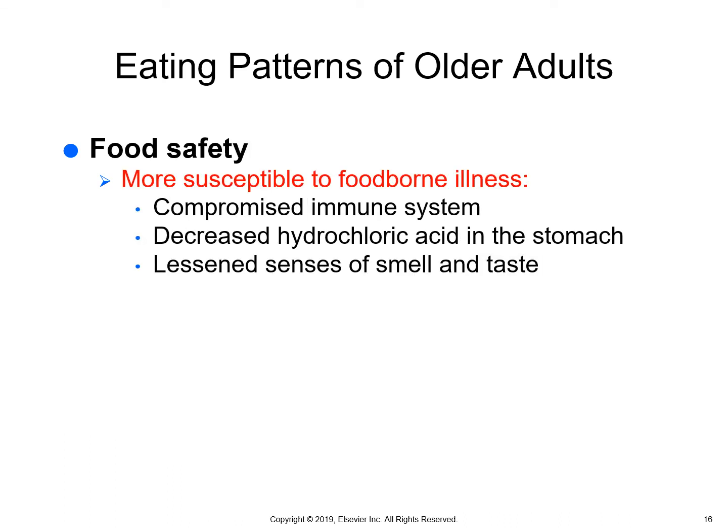Older adults are also very susceptible to foodborne illnesses, like we talked about in the pregnant patient. For older adults, they have oftentimes a compromised immune system. They have a decrease in that hydrochloric acid in the stomach, which helps fight many bacteria. They also have a lessened sense of smell and taste, so they may not be as aware of how their foods smell, if the food is still good, has it passed its date, those kinds of things. So those are all things to consider as far as food safety with older adults.